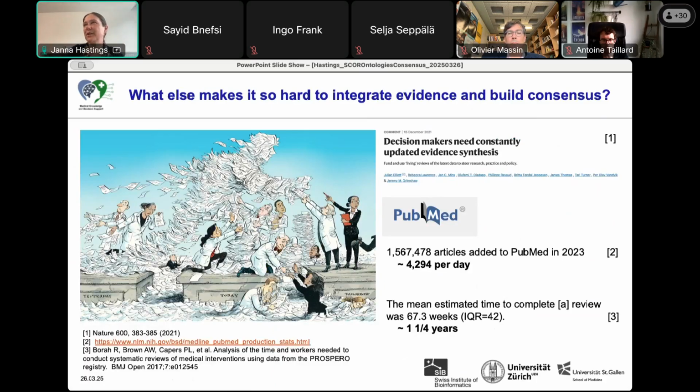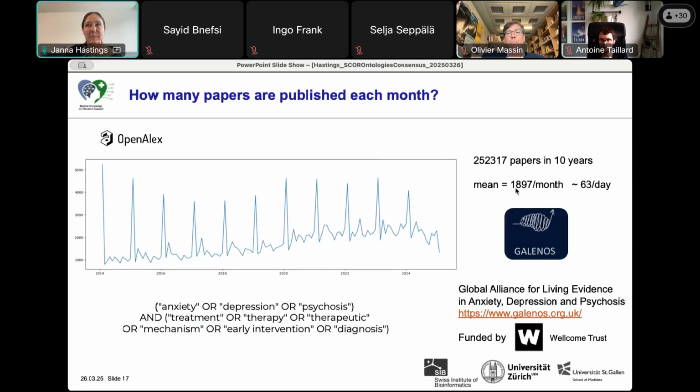Another thing that makes it so hard to integrate evidence and to build consensus, over and above the conceptual difficulties of really figuring out what people are talking about in their papers and being clear and specific about that in a shared way, which is the part that ontologies are really good at and help with, is really just the numbers aspect. Even for very specific questions which you might want to answer for a given project, you have simply overwhelming numbers of publications which you need to look at.